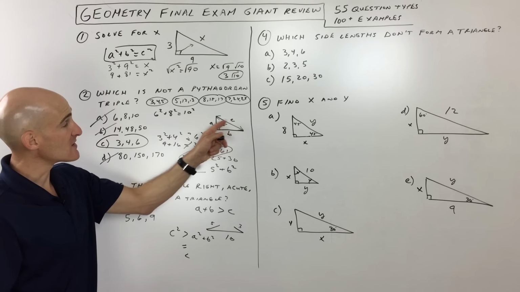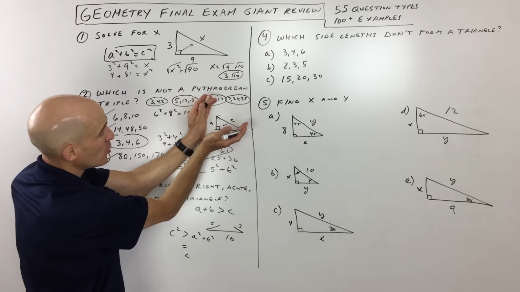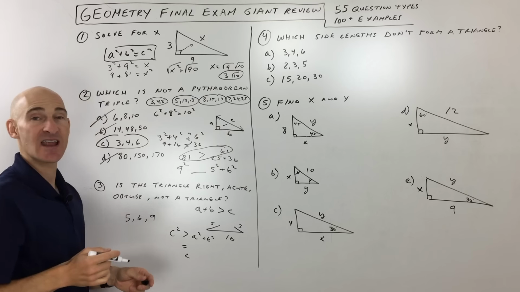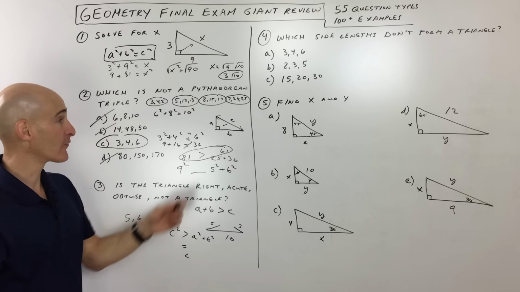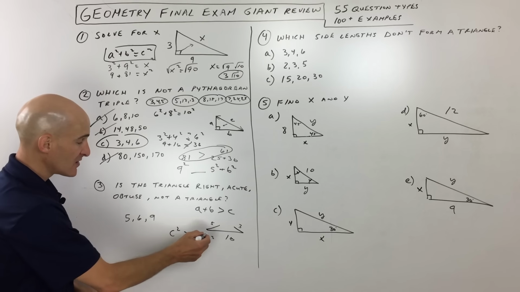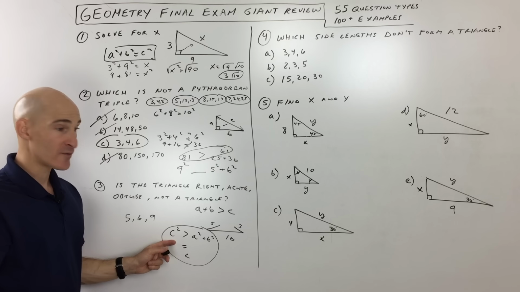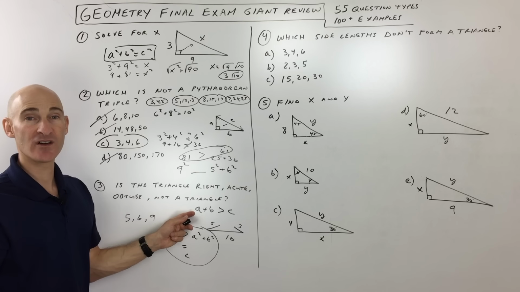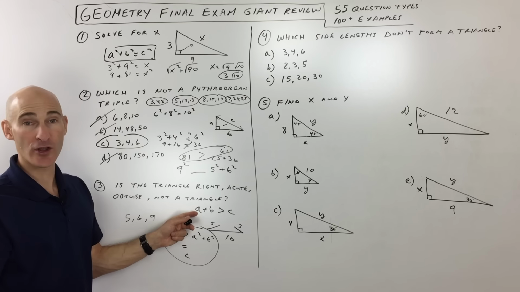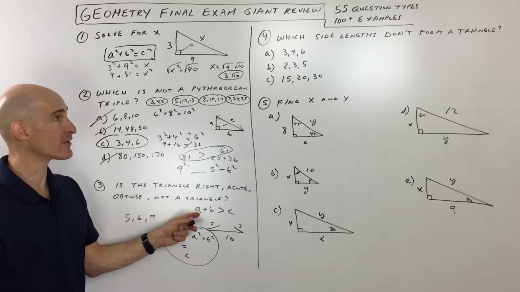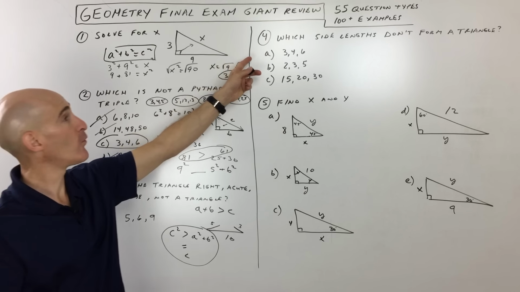Whereas if c squared was less than a squared plus b squared, this is going to be closing down like this. It's going to make it less than 90. It's going to be acute. Okay, and of course, if it's equal, then it's going to be right. So this is a good question because it tests us on whether it's right, acute, or obtuse. It also tests us on whether it forms a right triangle or even a triangle at all, using the triangle inequality theorem. So let's go to question number 4.